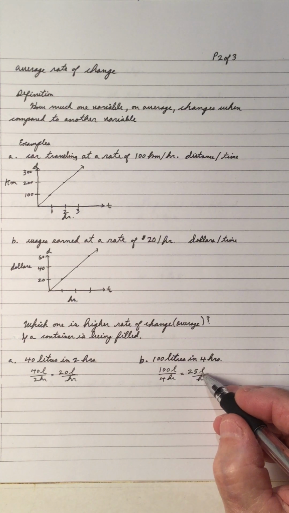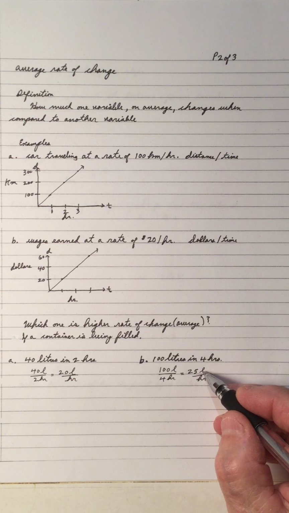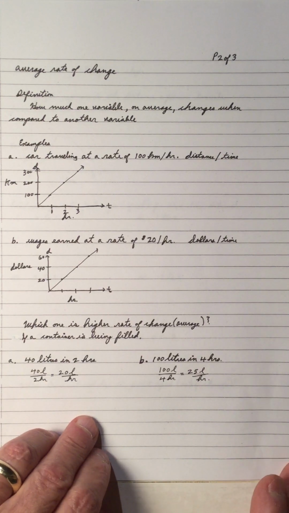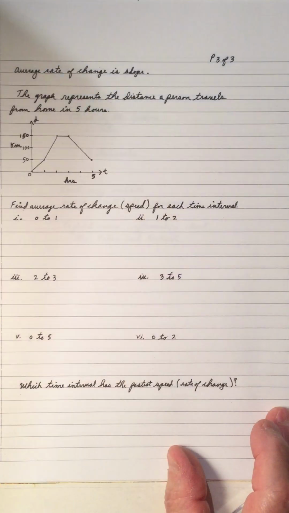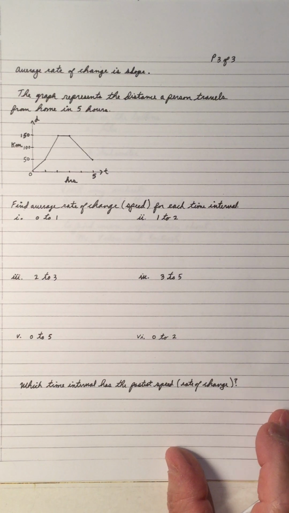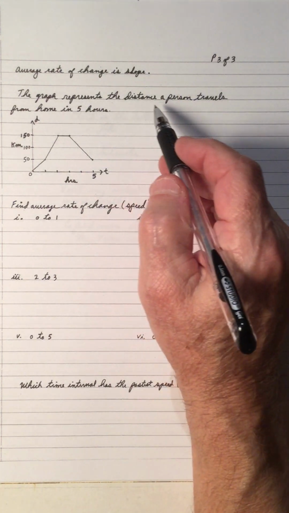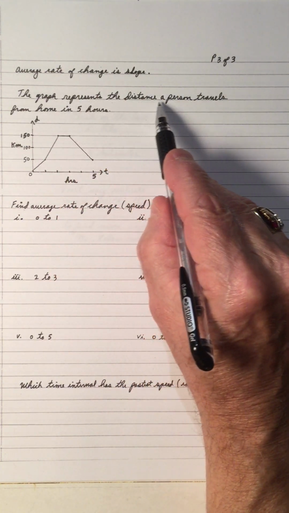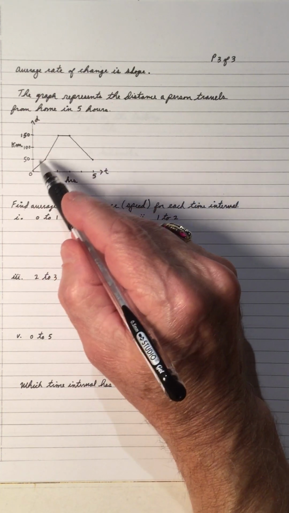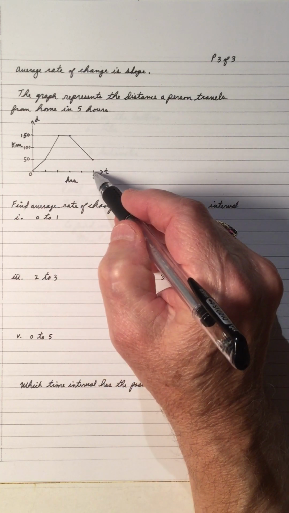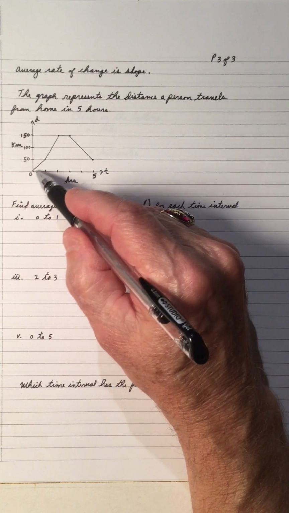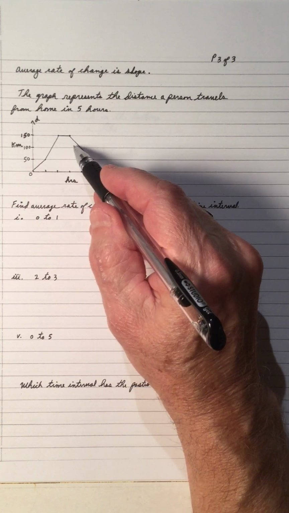So notice you have the liter quantity, capacity being divided by time. So it's two variables, one divided by the other. And the average rate of change can also be defined as a slope. Let's look at this graph. The graph represents the distance a person travels from home in 5 hours. So notice he starts off at 0 hours and ends at 5. So along the way, in each hour, he's walking differently at different speeds.